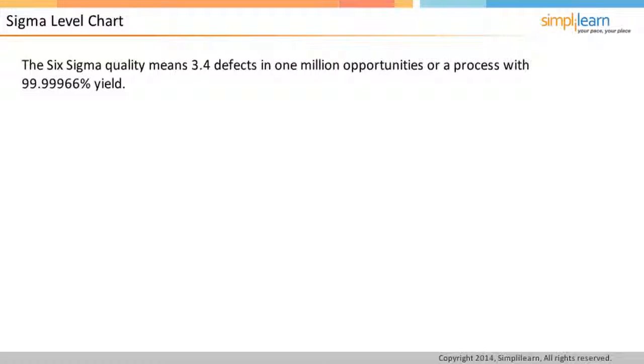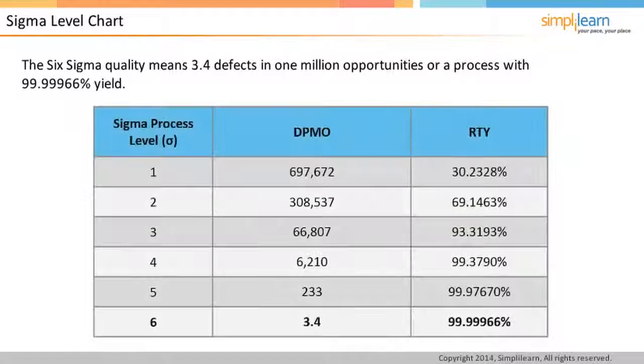Let us look at the Sigma level chart in this screen. As discussed earlier, the Six Sigma quality means 3.4 defects in 1 million opportunities, or a process with a 99.99966% yield. The Sigma level chart given on the screen shows the values for other Sigma levels. Please take a look at the values carefully. Let us understand the benefits of Six Sigma in the next screen.